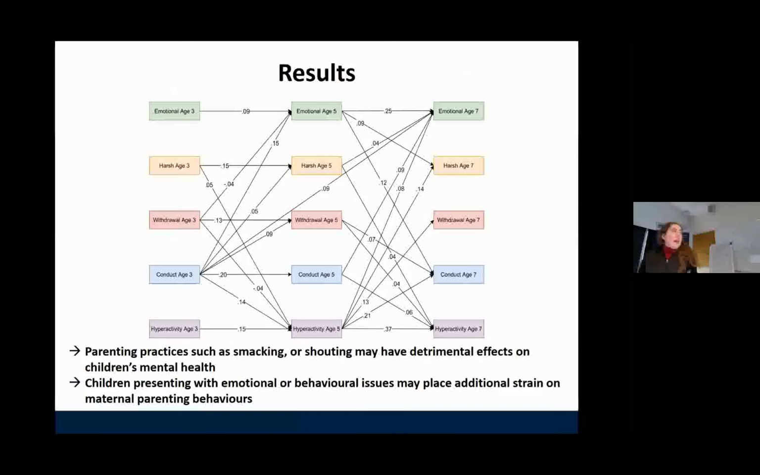So very briefly, here is a figure of my results, and what we see here is a variety of different cross-lagged effects, as well as autoregressive effects, which are not quite as much of interest, but the cross-lagged effects really show that parenting practices such as smacking or shouting may have detrimental effects on children's mental health. But we also find that children presenting with emotional or behavioral issues may place additional strain on parenting behaviors, which really indicates that this isn't a one-way direction. It's a two-way thing, where when we have a child presenting with behavioral issues, we also have to pay attention to the parenting behavior, but also if there's some problem with parenting behavior, we need to make sure that the child is able to cope with those and that parenting behavior is appropriate.